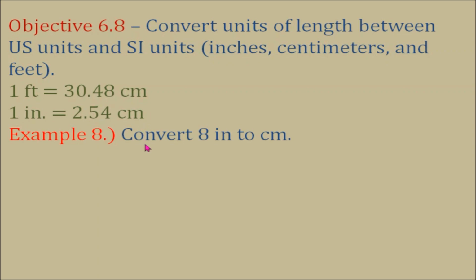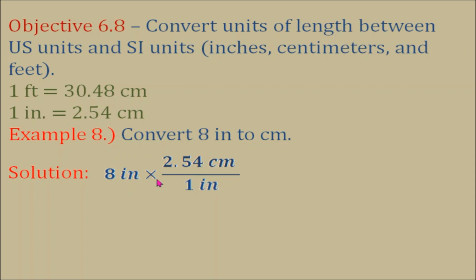Example number 8. Convert 8 inches to cm. We are going to write down 8 inches, then multiply it by a conversion factor showing the unit inch on the denominator. So that's 8 inch times 2.54 cm over 1 inch. Now this inch cancels out, so that means it's 8 times 2.54 cm over 1, or simply 8 times 2.54 cm, and that is equal to 20.32 cm.